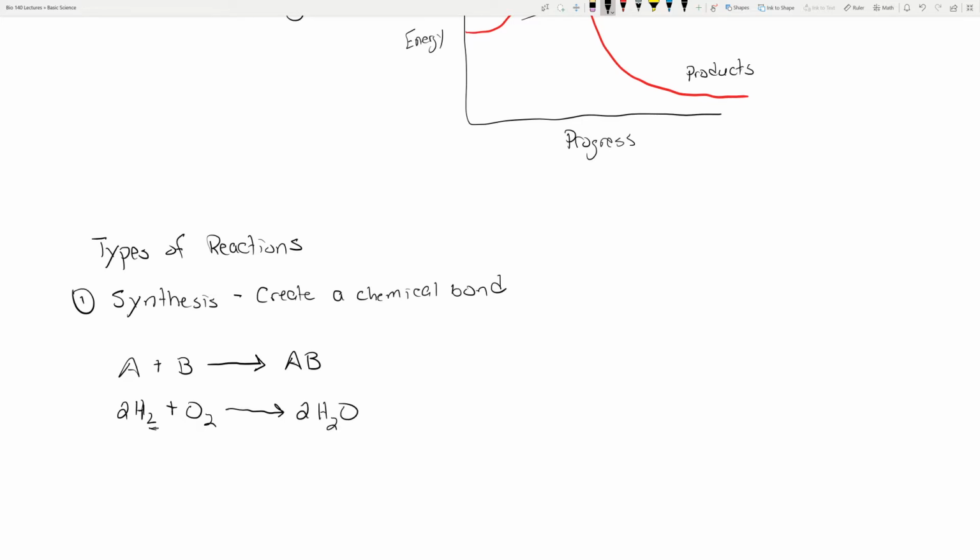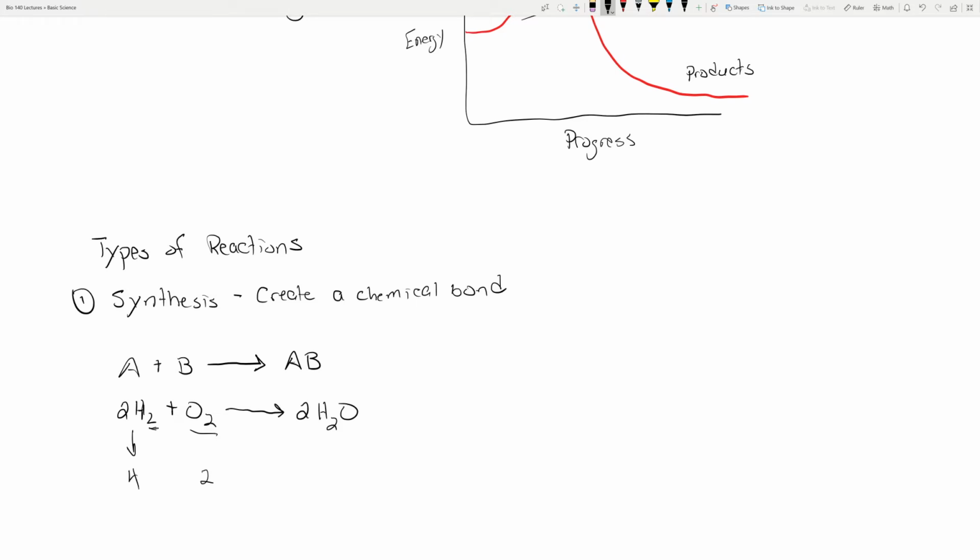Now, the important thing to note when you're looking at these chemical reactions is that mass has to be conserved. I can't have 4 hydrogens in the reactants and 2 hydrogens over here. On the reactant side, I have to have the same number of hydrogens and the same number of oxygens as on the product side. I just can't make the matter disappear, so it has to be conserved.